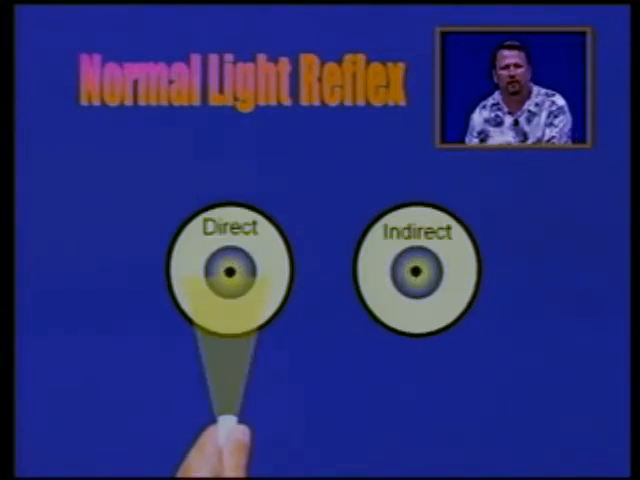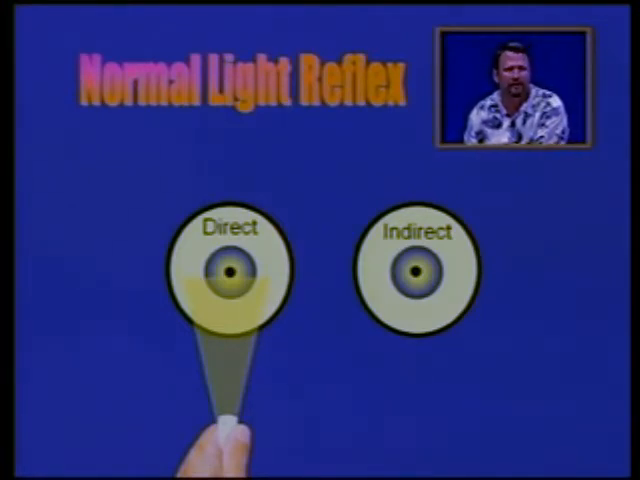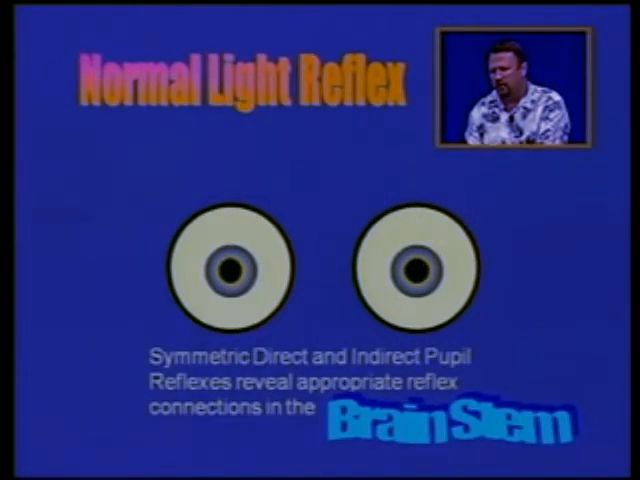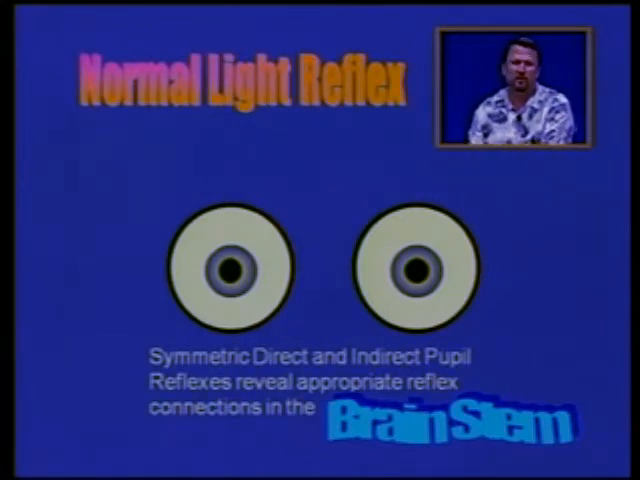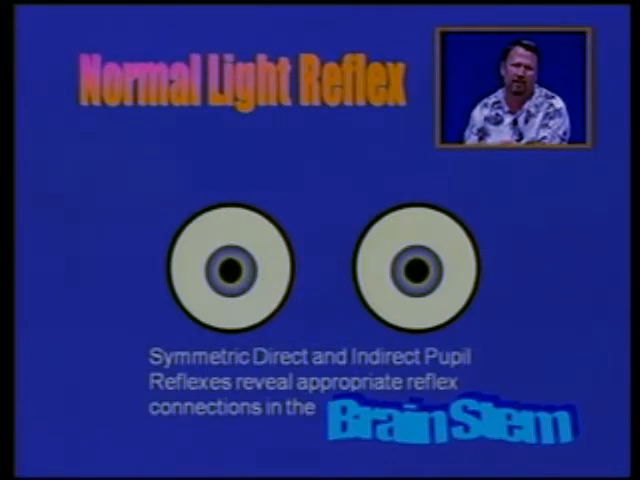The direct response occurs when the light is shined in that pupil. The indirect response is the other pupil responding to the light reflex. The indirect response is also called the consensual response. Symmetric direct and indirect pupillary reflexes reveal an enormous amount of information about the reflexes inside the brain stem. And that's why we do that.